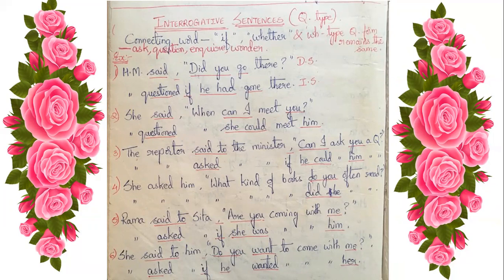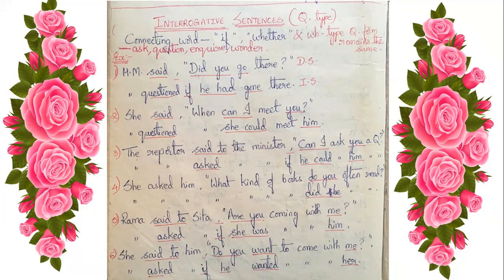Look at the next example. She asked him, "What kind of books do you often read?" WH type. She asked him what kind of books she often read. Rama said to Sita, "Are you coming with me?" Rama asked Sita if she was coming with him. "You" is the second person, so it will change to third person.